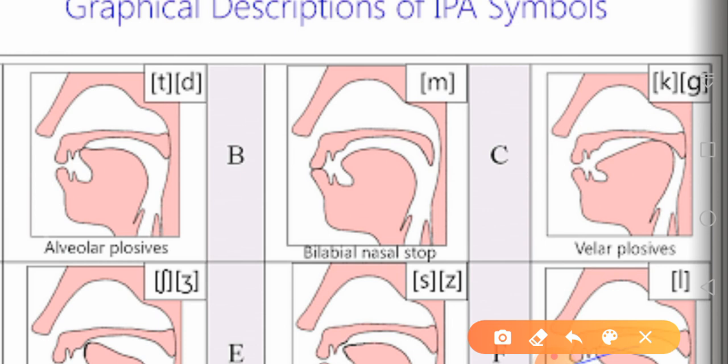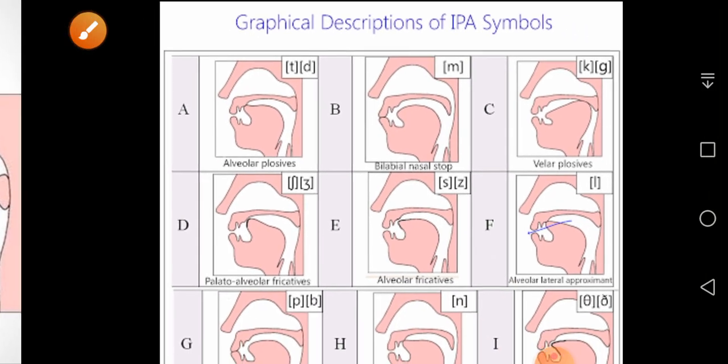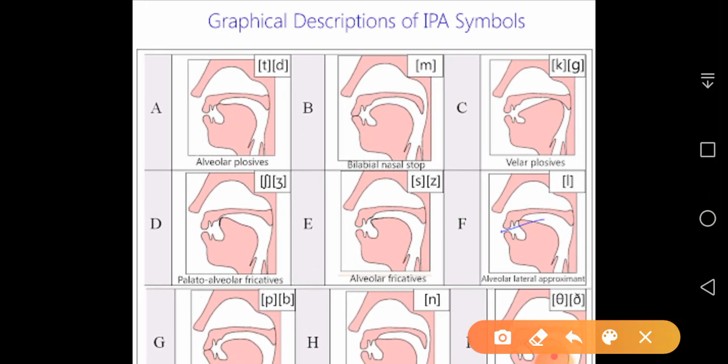Okay, now see this one. Just a minute, there is something with the screen. Okay, now again see, this one is pronounced as g, k, g, k. And the first one is being pronounced with a whisper. A sound which is pronounced with a puff of air is known as an aspirated sound or aspirated consonant.